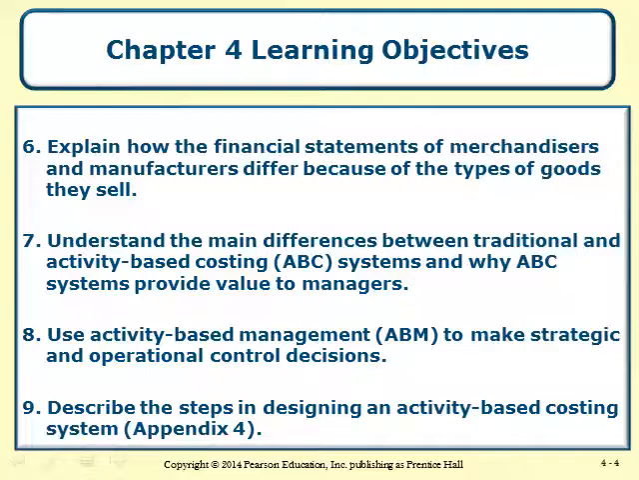We're going to also talk about how financial statements of merchandisers and manufacturers differ because of the types of goods they sell. We want to understand the main differences between traditional and activity-based costing systems and why ABC systems provide value to managers. We'll use some examples of activity-based management to make strategic and operational control decisions, and then we'll describe the steps in designing an ABC or activity-based costing system, which is covered in Appendix 4.